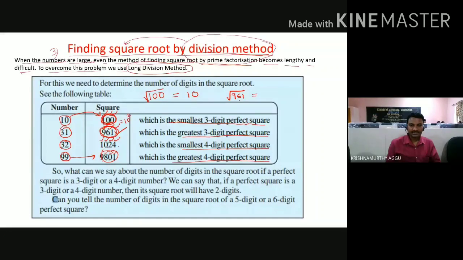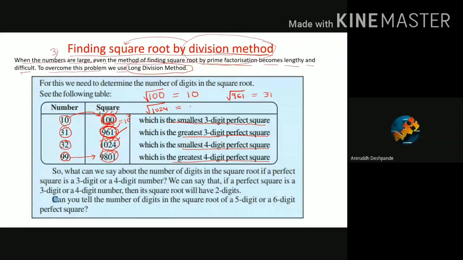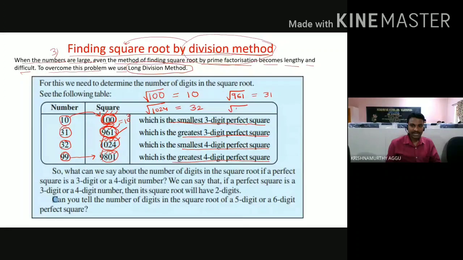What is the answer for this? 31. Now, one more example, the square root of 1024. The answer is 32. What is the square root of 9801? 99. Okay. So the square root of 100 is 10, the square root of 961 is 31, like this. So we are finding the square root. Here how many digits are there?